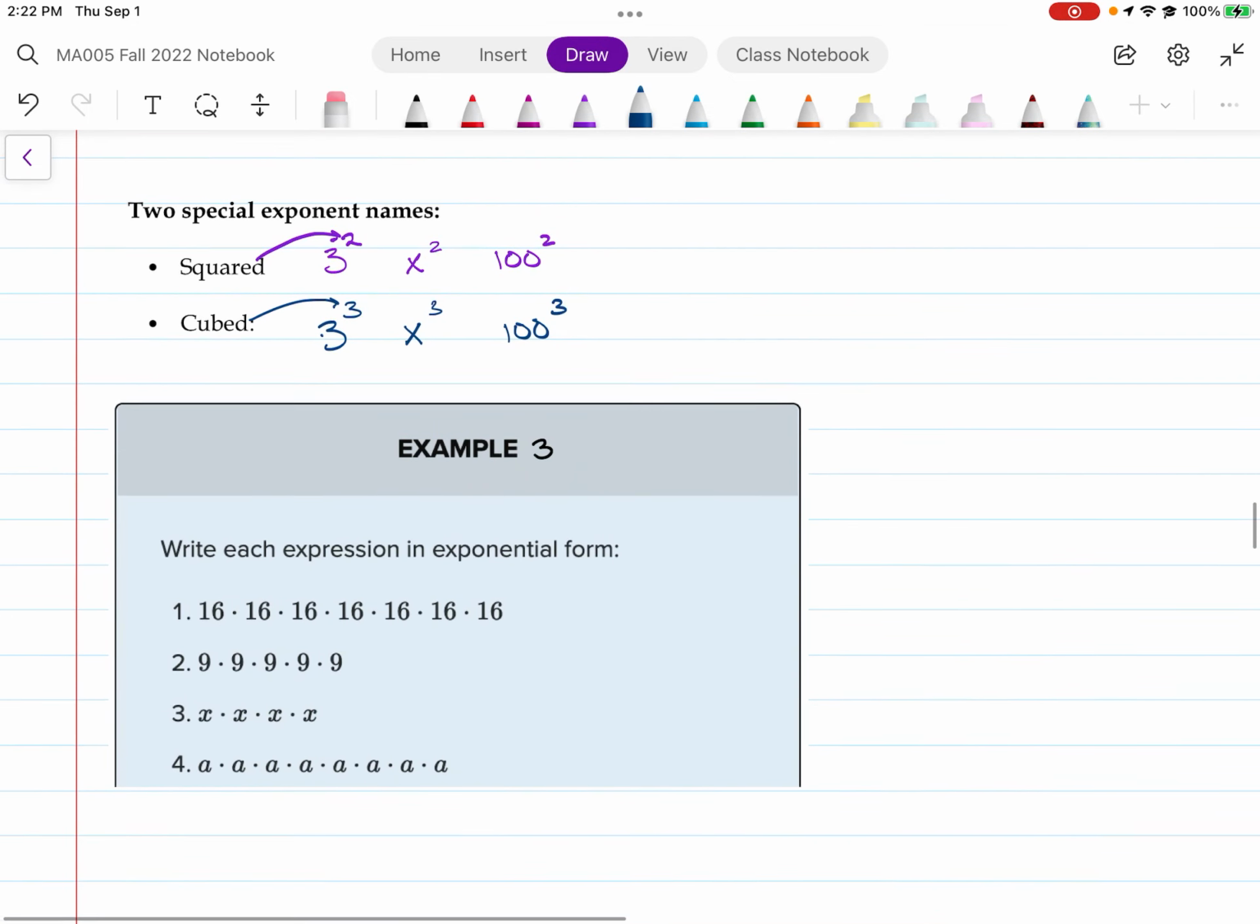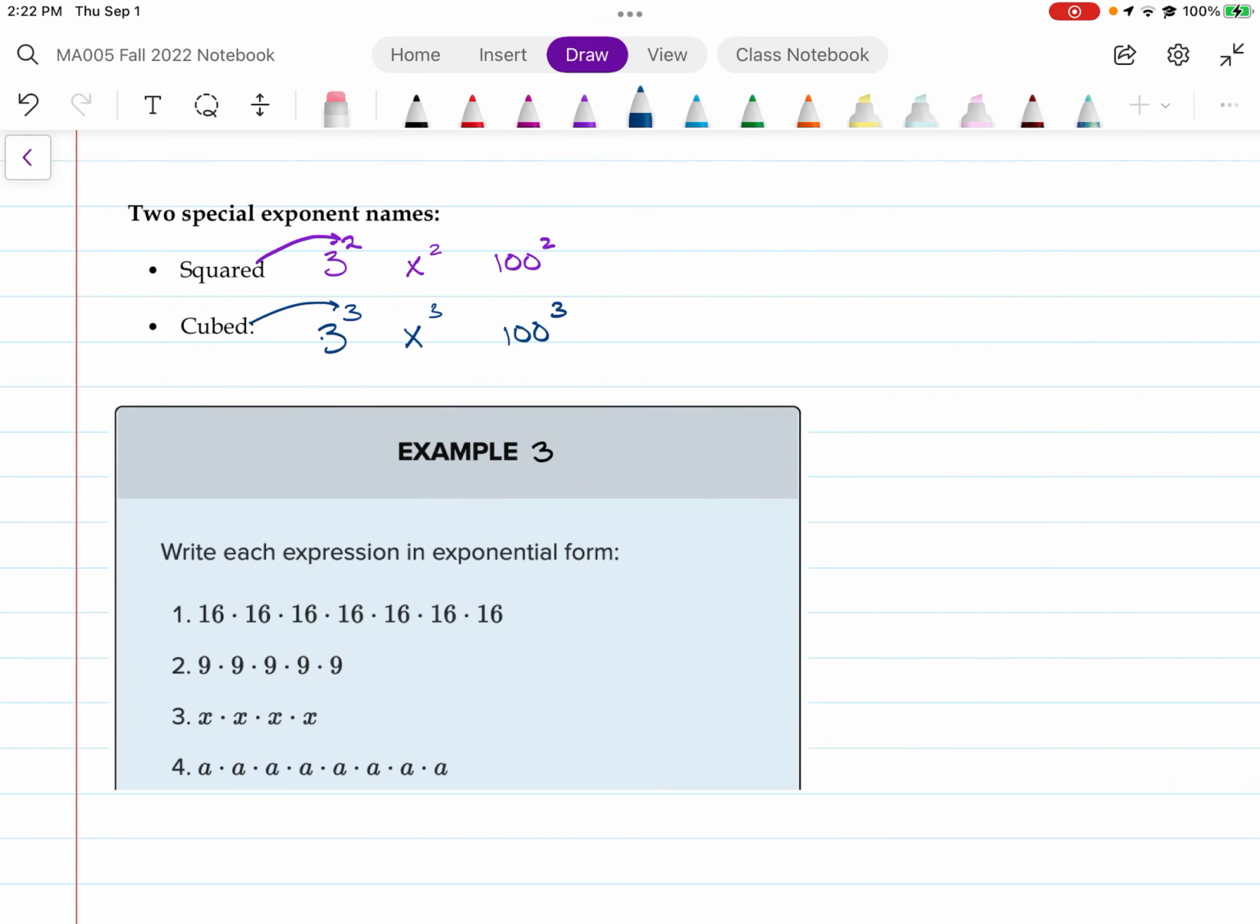So let's write each expression in exponential form. So what you're going to do is just count. Notice that they're all multiplied together. There's no plus or minus, no division, all multiplied. Make sure, because it might trick you. 1, 2, 3, 4, 5, 6, 7. So this is 16 to the 7th power.